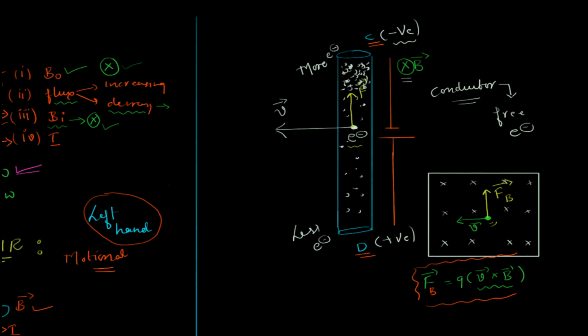And therefore you also know this, if electrons are moving up, that means the conventional current is actually downwards. So you can in fact show that as well. The conventional current will be in this direction, and then it goes on. So current is downwards.